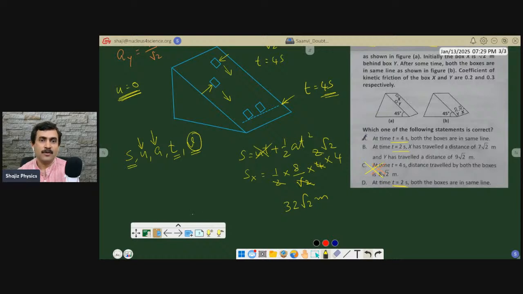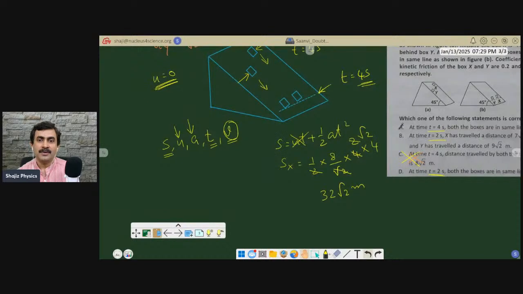That's it. Now, following the same strategy for the object y. Now we have calculated for x only. Now we wanted to calculate for y. For y, the displacement of y is equal to, again, the term ut, no relevance because u is equal to 0 for both the objects. Okay.